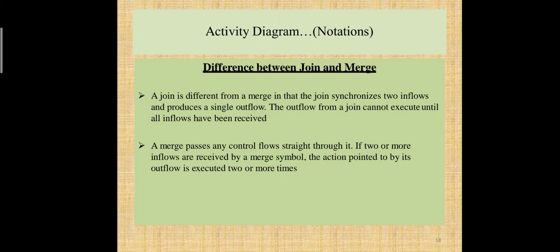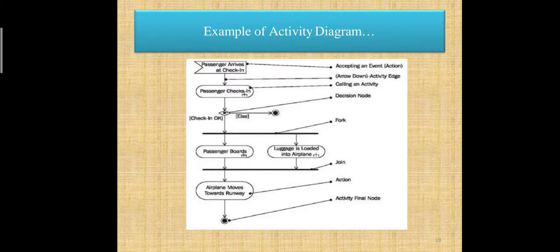The join is different from a merge in that the join synchronizes two inflows and produces a single outflow. The outflow from a join cannot execute until all inflows have been received. Whereas the merge passes any control flows straight through it. If two or more inflows are received by a merge symbol, the action pointed to by its outflow is executed two or more times. This is the basic difference between the join and merge.